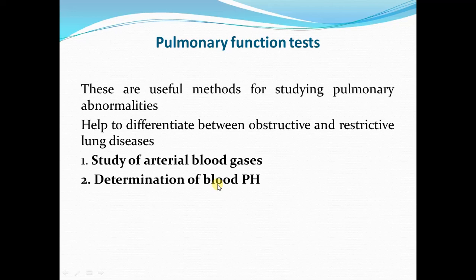or due to some obstruction in the airways, there is inadequate alveolar ventilation. It will lead to retention of carbon dioxide in the blood and it will cause a fall in the pH of the blood, or acidosis. And this type of acidosis is known as respiratory acidosis.